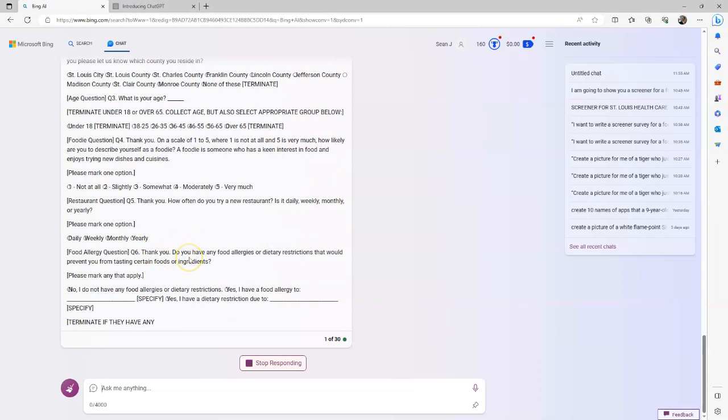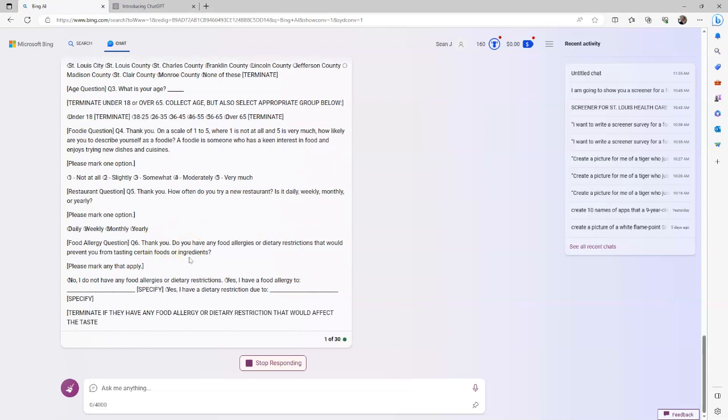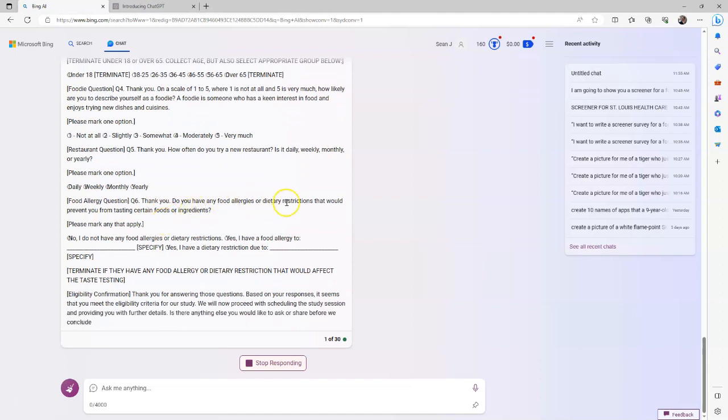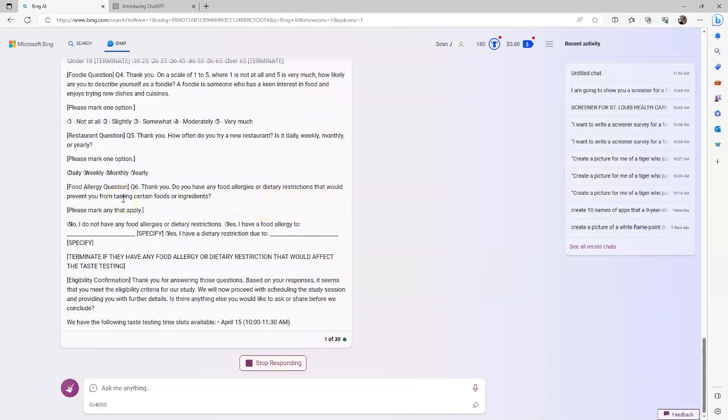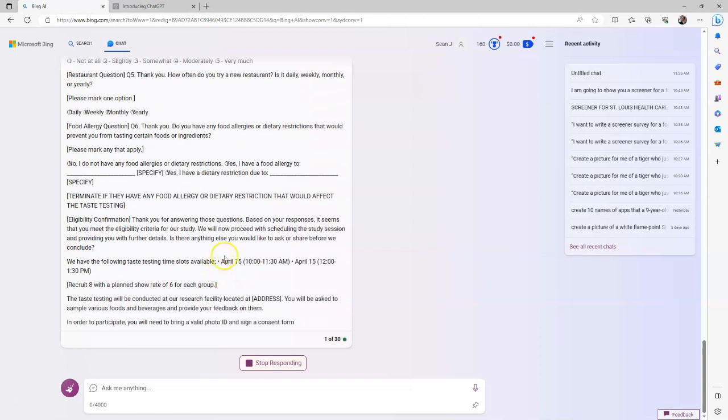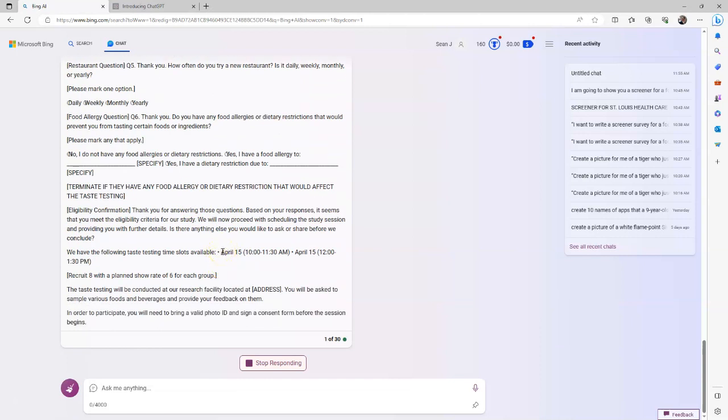It has taken out the questions that I might have asked about healthcare, and it's even added in a question I didn't tell it to ask about food allergies or dietary restrictions, which is kind of cool that it actually figured that out. So another thing is that I told it the original group's dates were April 1st. It's decided to go ahead and set them on April 15th for whatever reason.